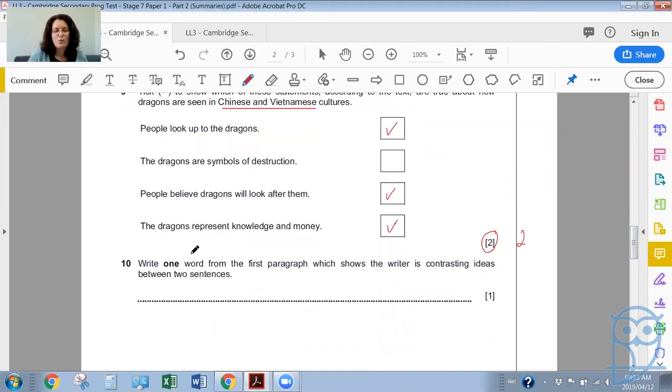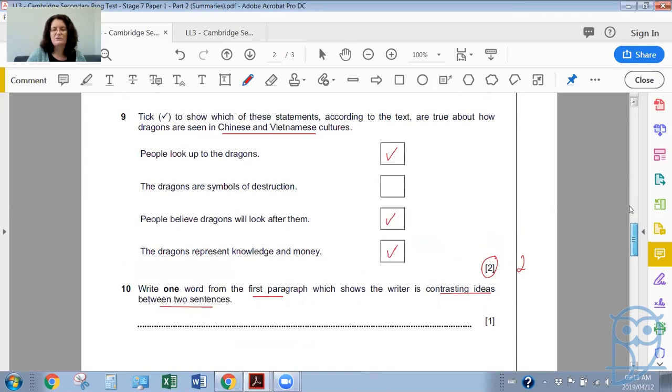Write 1 word from the first paragraph which shows the writer is contrasting ideas between 2 sentences. So 1 word that shows there's a contrast in ideas, it has to be in that first paragraph. So let's have a quick read.